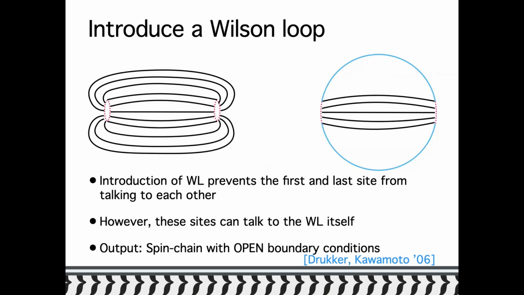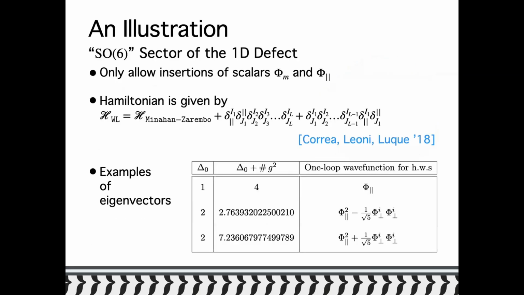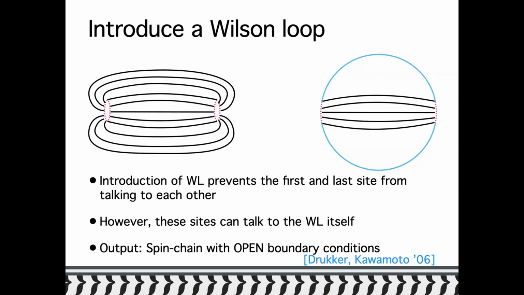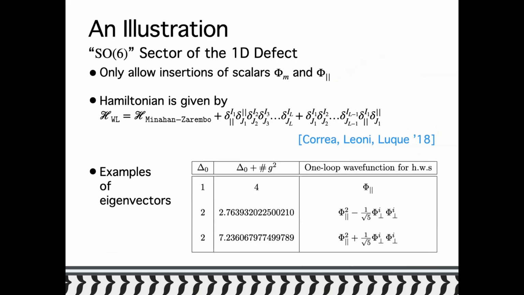Okay, and the reason that is useful is because now one can use what's called the method of images. So what you can do is think of this open spin chain as just a closed spin chain but with double length, and then you can use this method of images and still attack it as if you were looking at a closed spin chain. So that's what this buys you. So let me give you an illustration.